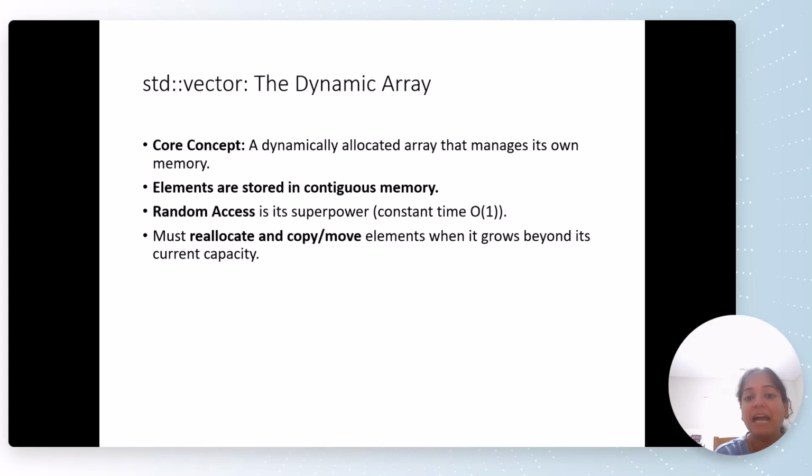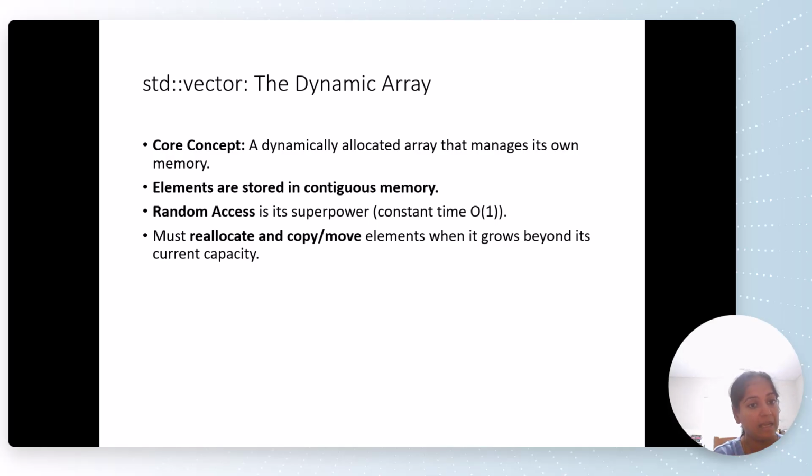Vectors are a dynamic array, which manages the memory by itself. It's a dynamically allocated array which manages the memory itself. Like the arrays, in a vector also, elements are stored in contiguous memory.